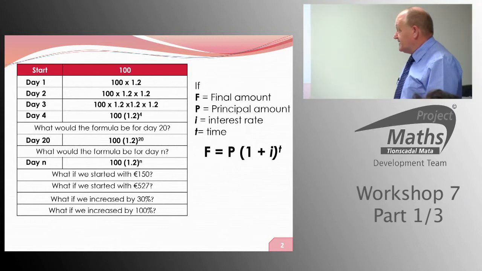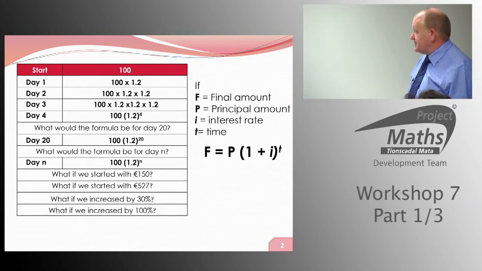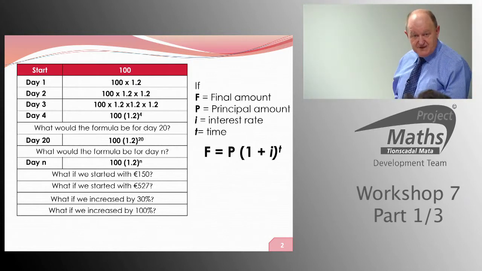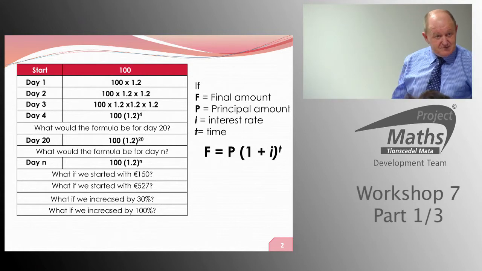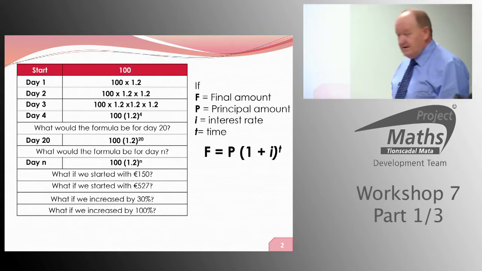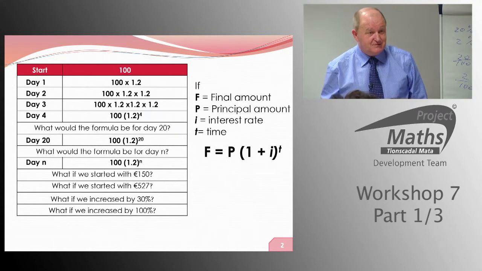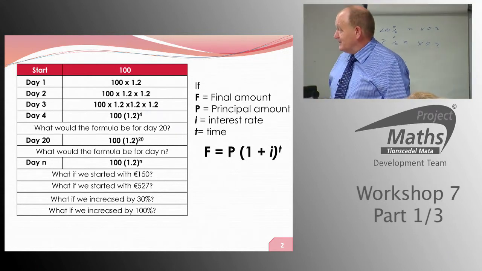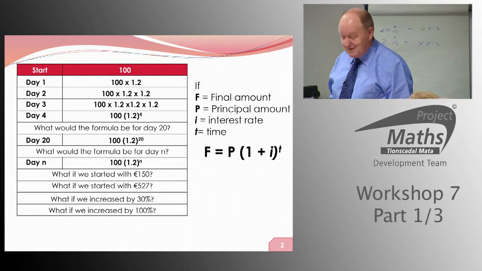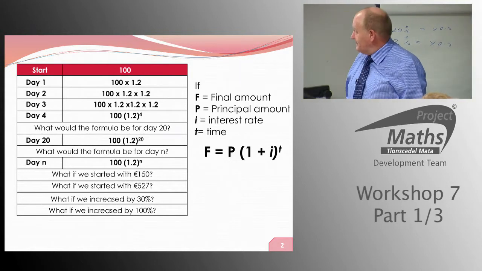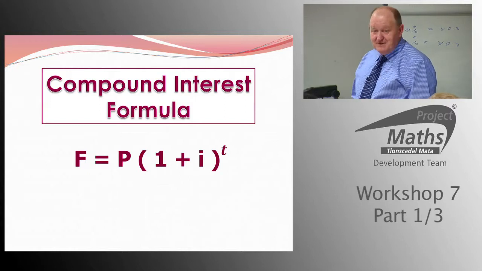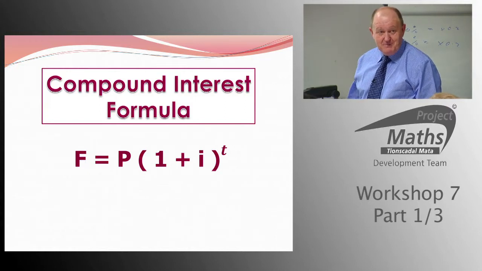If we increase by 30%, the formula will be 100 by 1.3 to the power of n. Is that okay? And then by 100%, which is a nice one to throw in, it'll be 100 by 1 plus 1. Is that okay? Which will be 2 altogether to the power of n. And here it is, right? This is what we've been using.